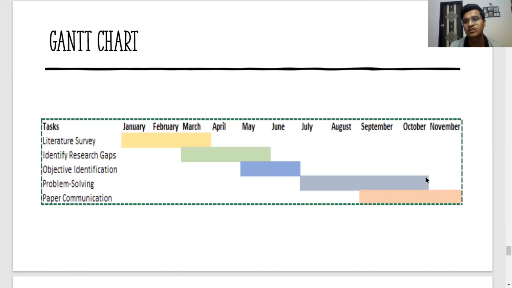So this is the Gantt chart. As you can see, the problem solving took most of the time. And we have communicated the paper to the Iranian Journal of Electronic Science and Technology in November of 2021, and we expect the results from them as soon as possible.